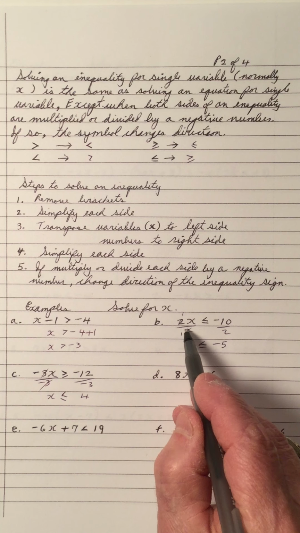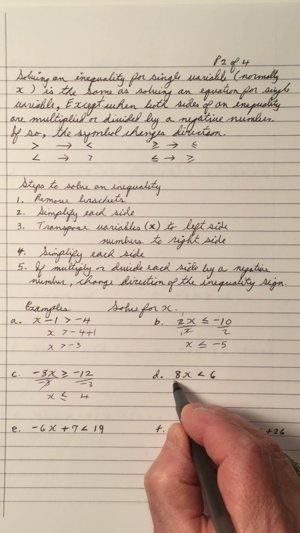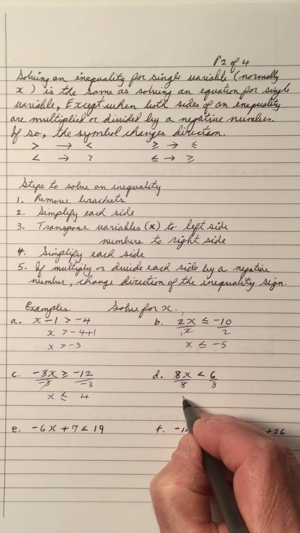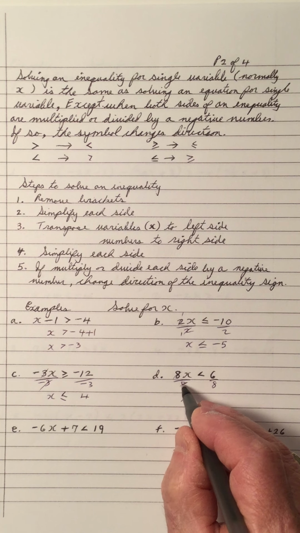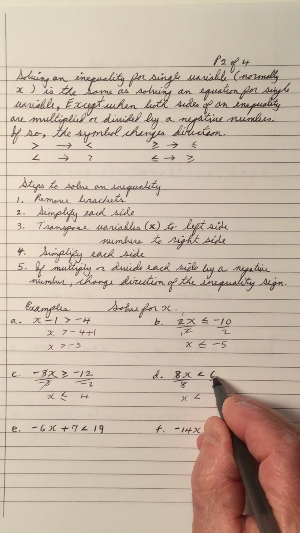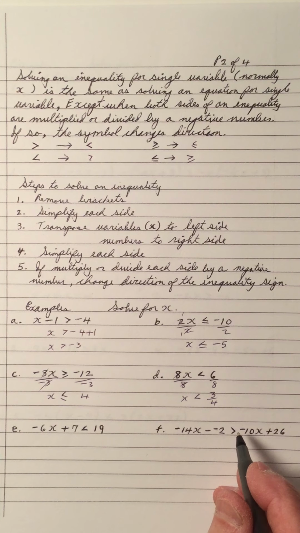And notice up here you divided by 2, so you didn't have to change the direction. Here I'm dividing by 8, and they cancel, and I get x. And that's dividing by a positive number, so I don't have to change the direction. And 2 into 6 goes 3, 2 into 8 goes 4, so reduce it down.